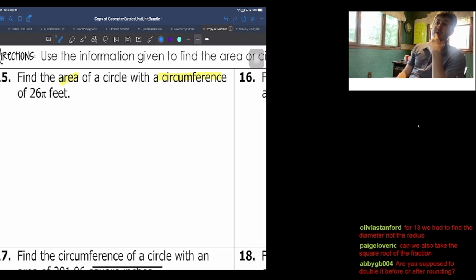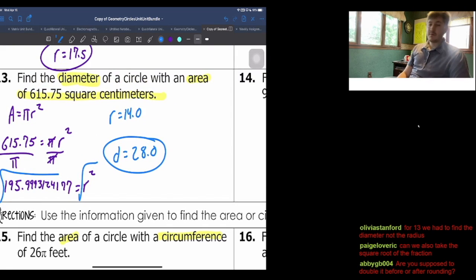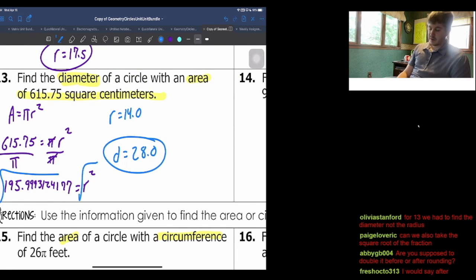Are we supposed to double it before or after rounding? You probably should double it before you round, but because I knew it was 13.9999, you're going to get 28.0 either way.